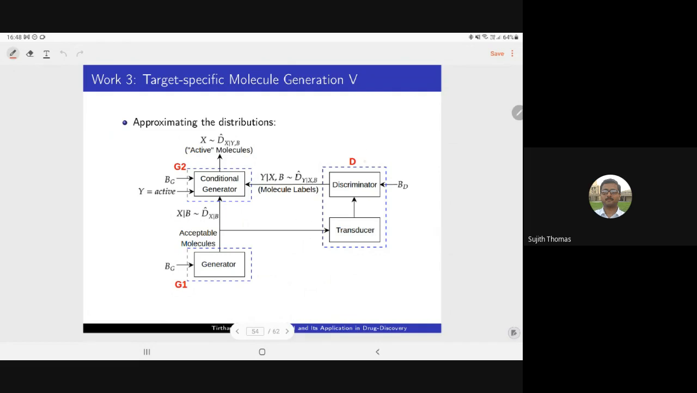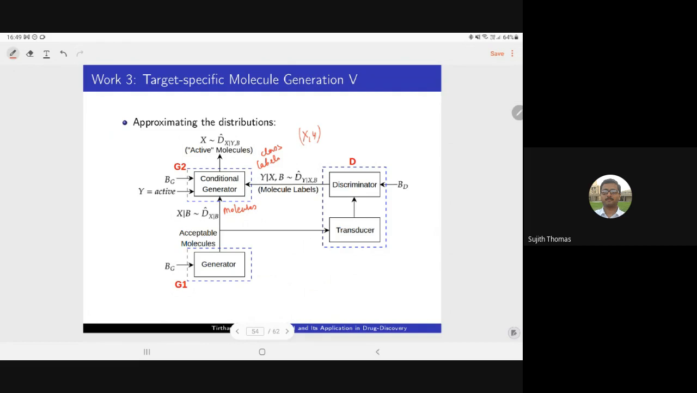And there is a discriminator which provides the class label for these acceptable molecules. Together, we get molecules from here, and we get class labels from D. Then G2 deals with molecules along with their class labels. It constructs a distribution for x comma y. And it is a conditional distribution because we know what these class labels are.